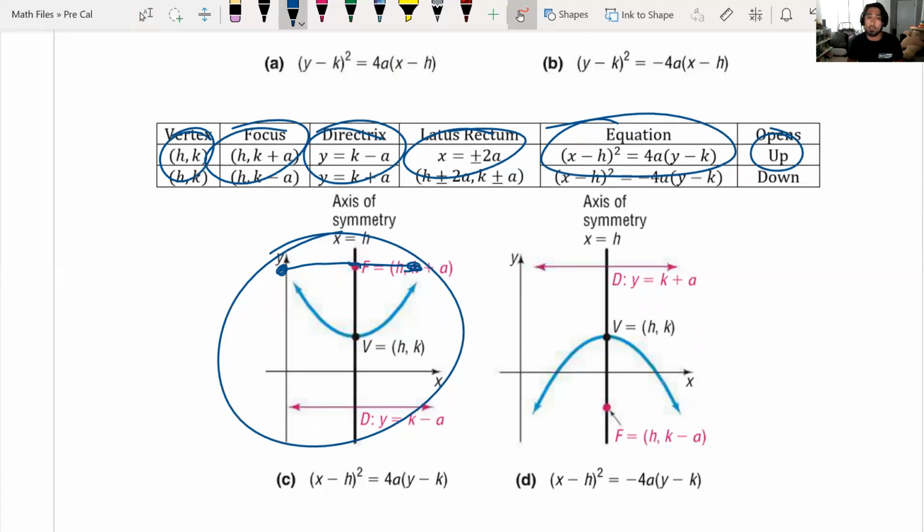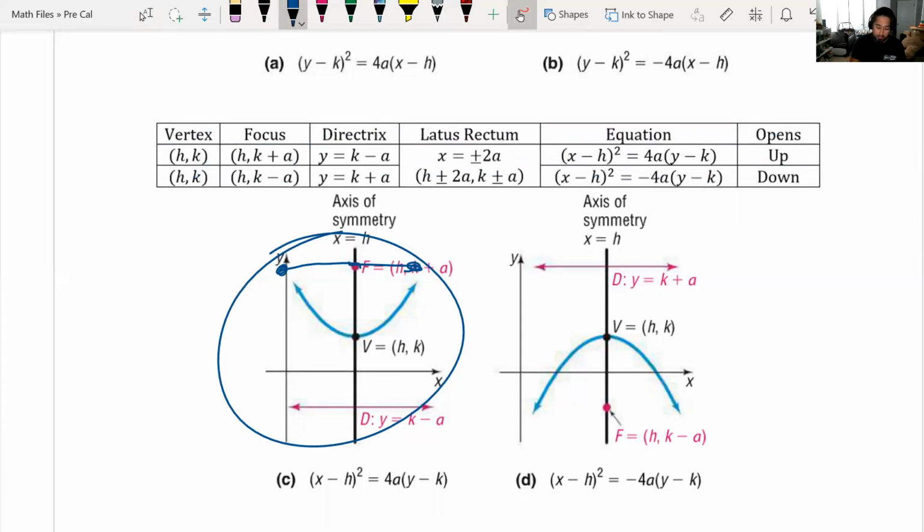Kind of just like the circle. The circle gave us (h, k), and the parabola is going to give us (h, k). And the ellipse and the hyperbola, when we learn those, will also give us a vertex or a center at (h, k). All right. So that's if your parabola opens up.